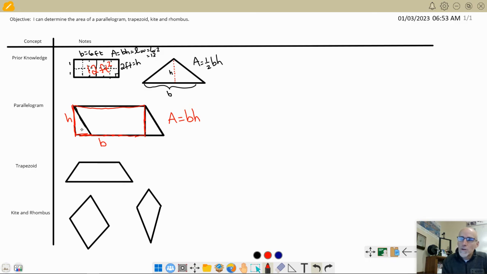It's just that this triangle right here is right over here. Like if I shade this in blue, this blue triangle wouldn't be here, because we cut it off and we put it over there, right? So the area formula for the parallelogram is going to be just base times height.